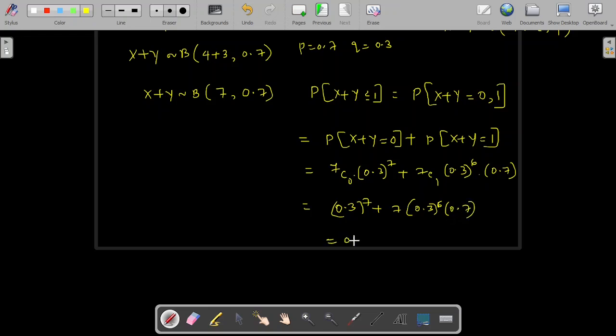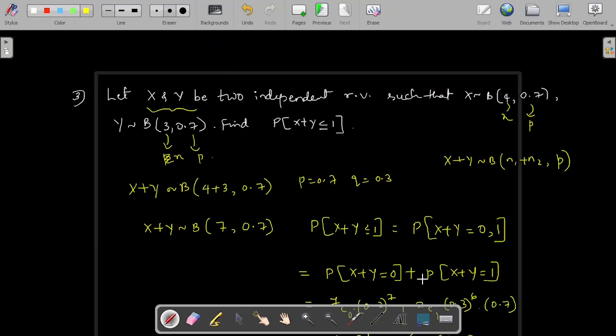So 0.3 to the power 6, if you take common, then you'll get 0.3 plus 7 into 0.7. Once you simplify all this, the final value will be 0.0037908. So this is the answer.